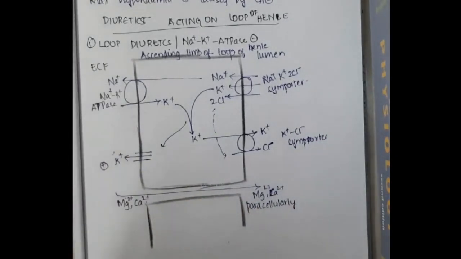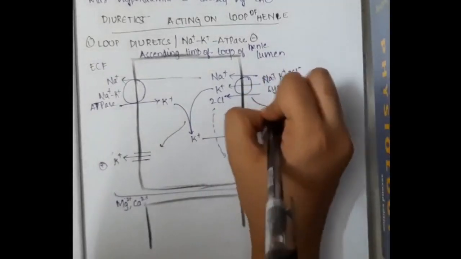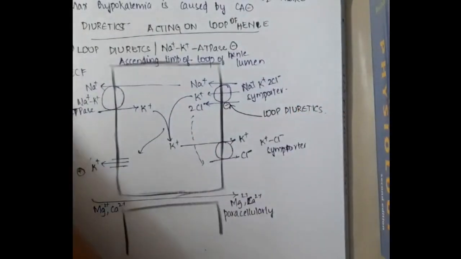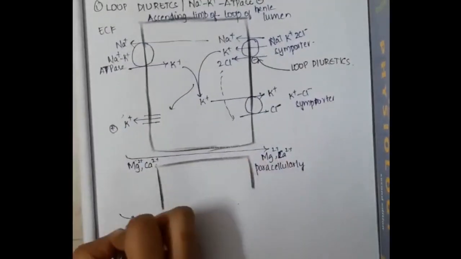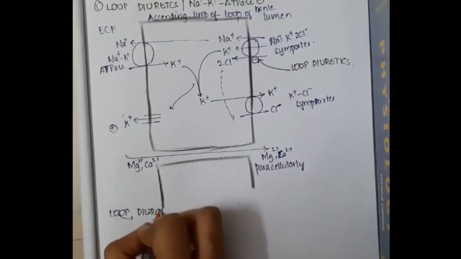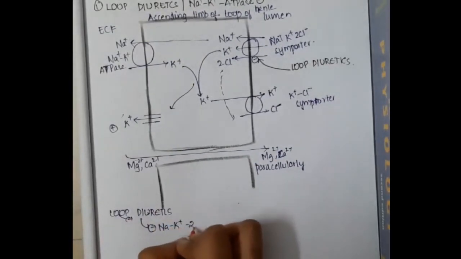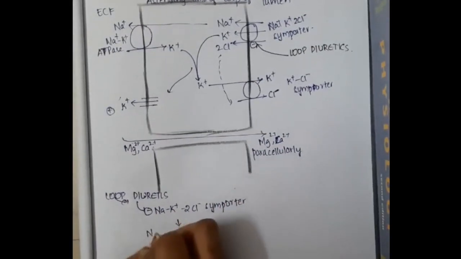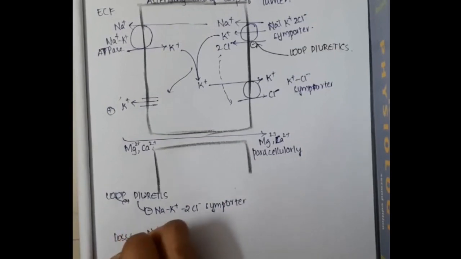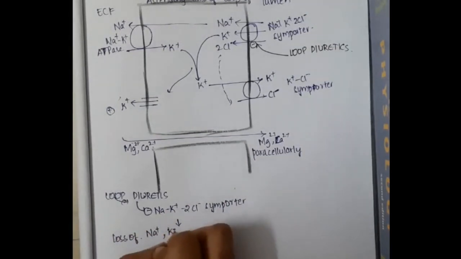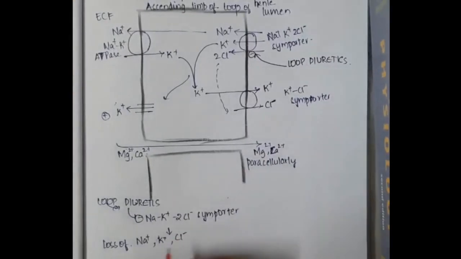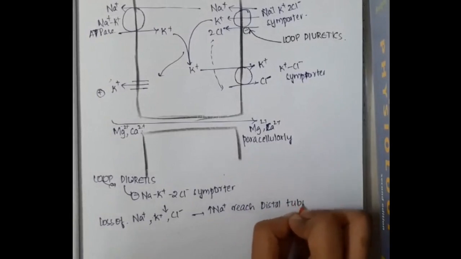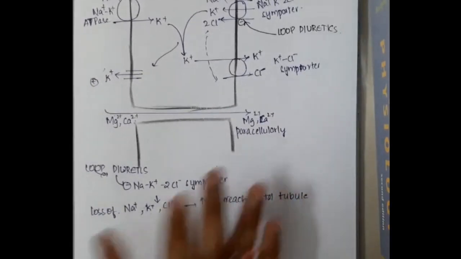Now when we use the loop diuretics, these loop diuretics will inhibit this sodium potassium 2 chloride symporter, and as a result sodium, potassium and 2 chloride are excreted in the urine, right? Because of the loss of sodium, potassium and chloride, this results in hypokalemia, hyponatremia and hypochloremia in the blood. And one more thing, increased sodium also reaches the distal tubule, right?